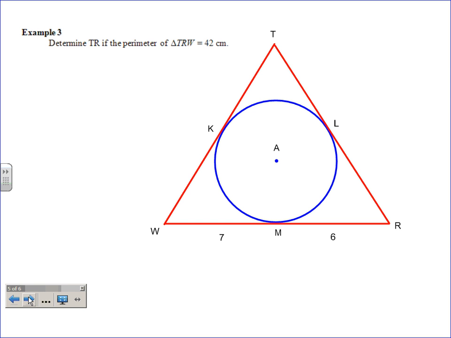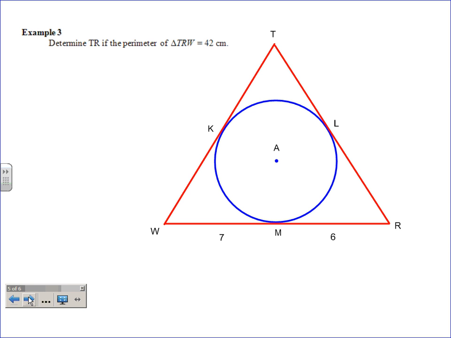It may seem as though there's a typo here. It says determine TR. There's no segment over it. There's no arc over it. It's just sitting there. But that's from way back, I think even maybe chapter 3, where that means find the distance. How far is it from T to R? It tells us the perimeter of this big triangle over here, the big red one here, is 42.